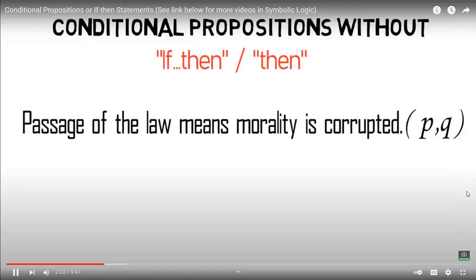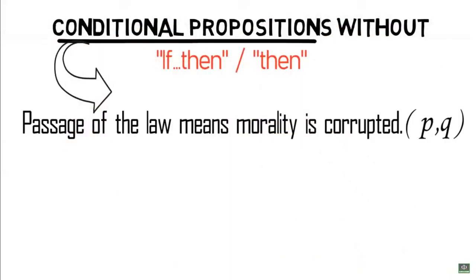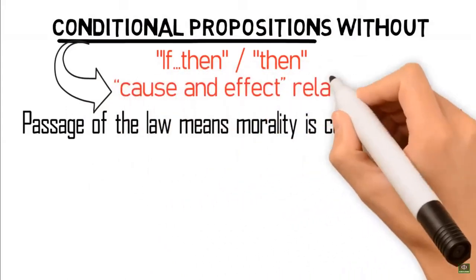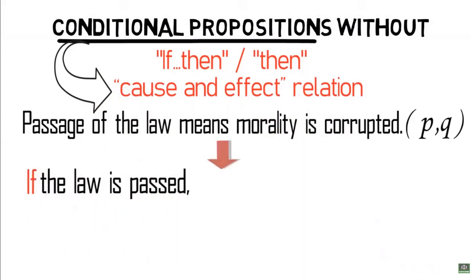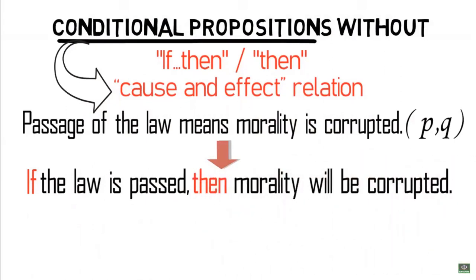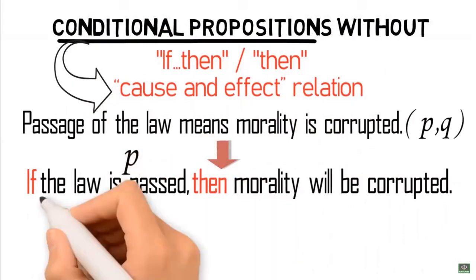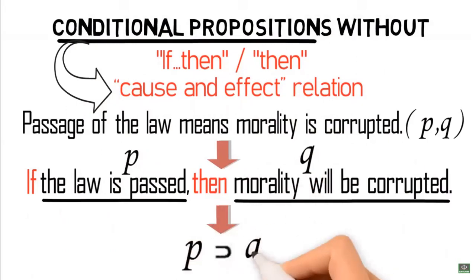Now, if we analyze the proposition, it is very clear that it is a conditional proposition because it suggests a cause and effect relation. Thus, the proposition can be stated as follows. If the law is passed, then morality will be corrupted. Now, if we let P stand for the law is passed and Q for morality will be corrupted, then the proposition is symbolized as P, then Q.